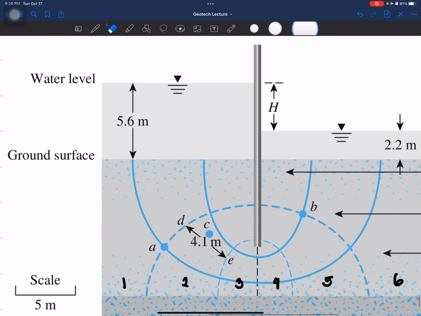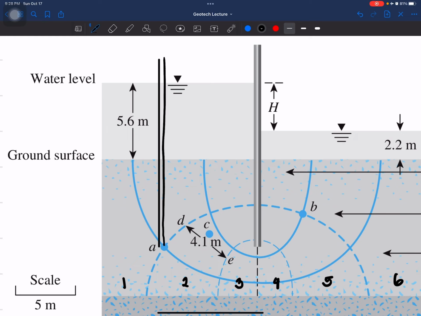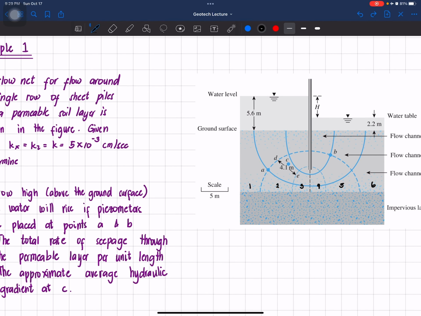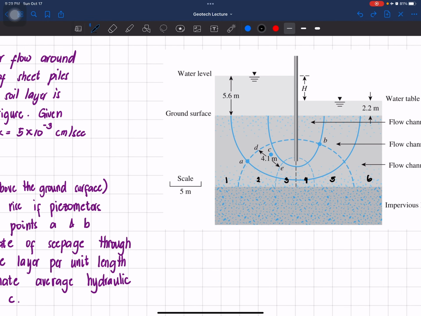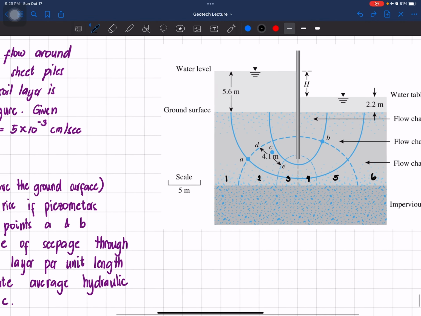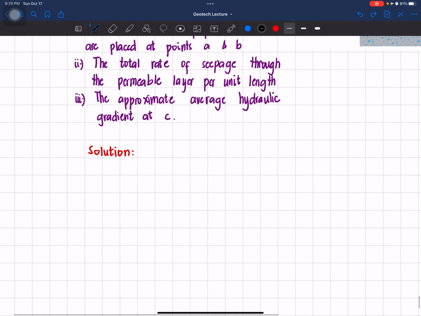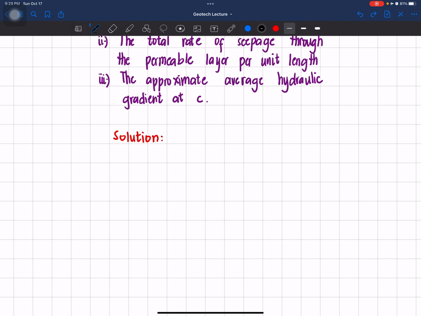So if I'm going to place a piezometer at point A, in here, that's where we placed our piezometer. How high will the water rise? So what we'll do is, let's first compute our delta H, or the change in the head each time the water passes through an equipotential area. So here's our first solution. We just write it here.